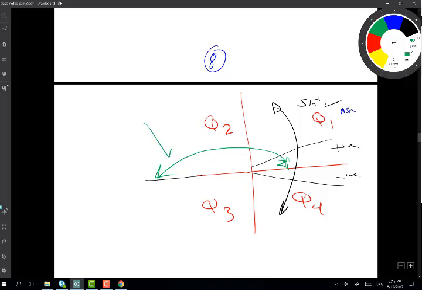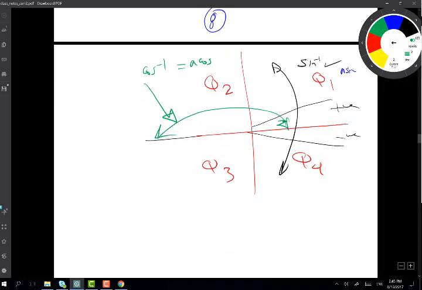Now, the other thing is, if you are certain that your angle falls here, you can use cosine minus 1 to get the angle, right? And that should be okay. On MATLAB, this is acos. All right.